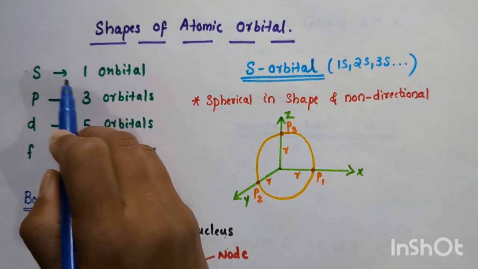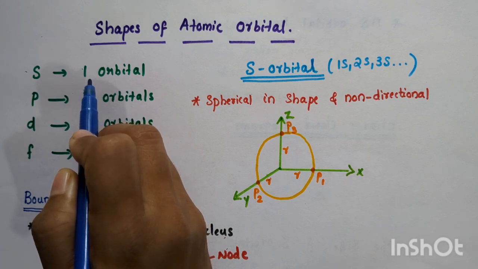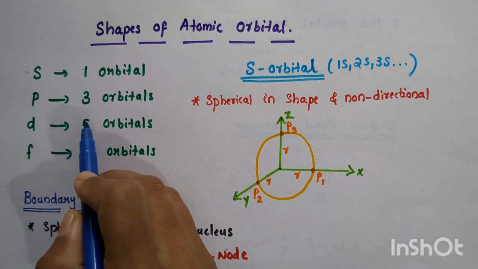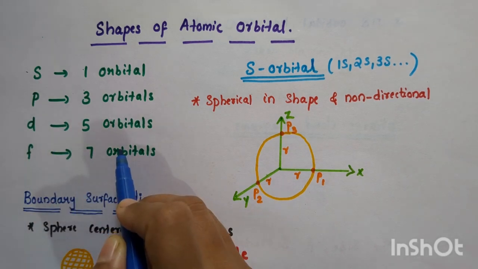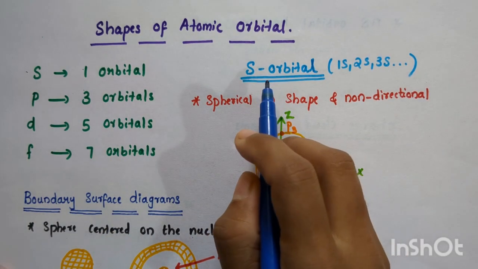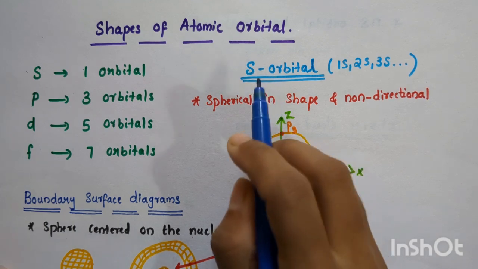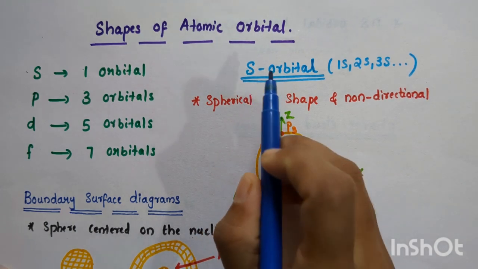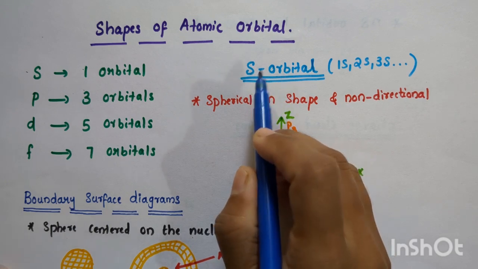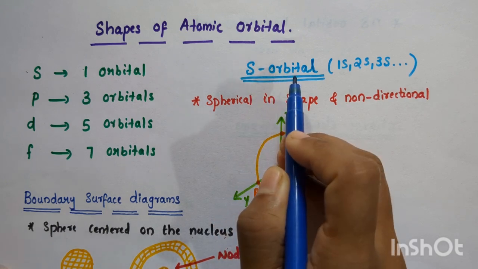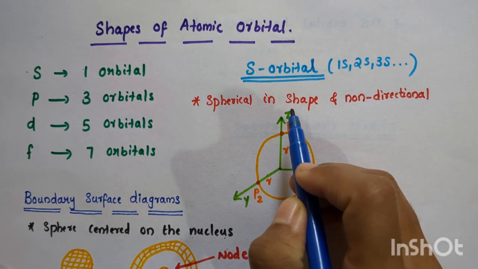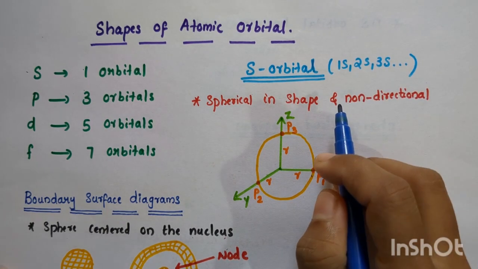The s subshell has only one orbital, the p subshell has 3 orbitals, d has 5 orbitals, and f has 7 orbitals. We will be discussing the shapes of s orbital, p orbital and d orbital in this video. The s subshell has only one orbital, that is the s orbital, and it is spherical in shape. The s orbital is spherical and non-directional.